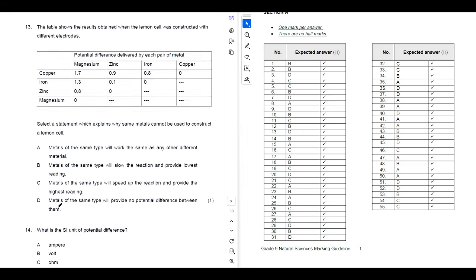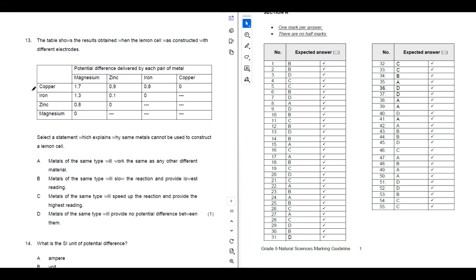And now we will move to question 13. Question 13 says that the table shows the results obtained when the lemon cell was constructed with different electrodes. We can see that we are given the potential difference delivered by each pair of metals. So we have the magnesium, the zinc, the iron, as well as the copper, right?